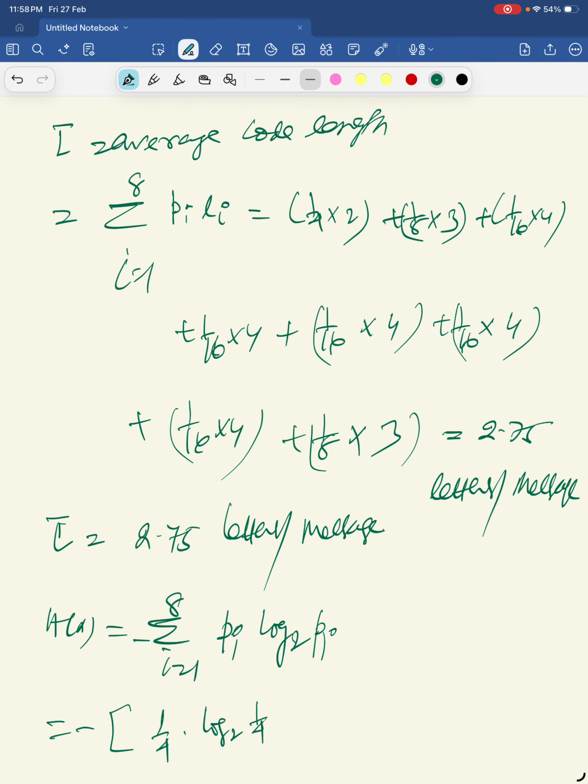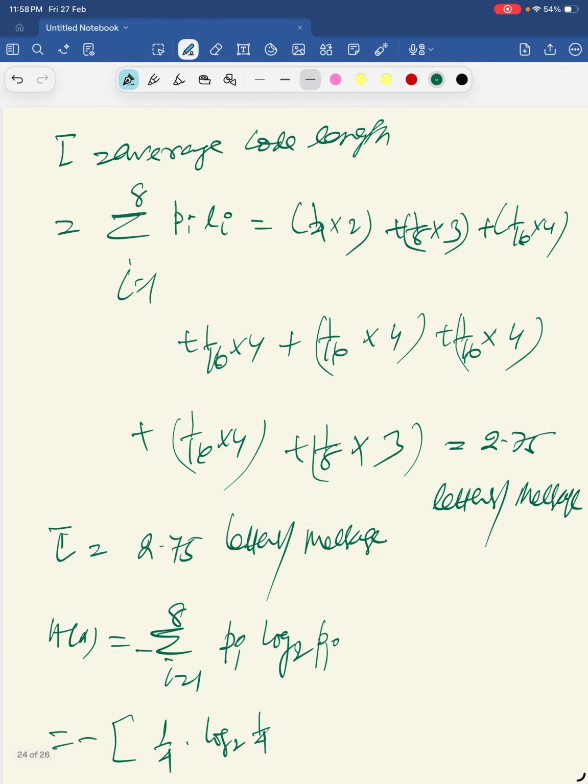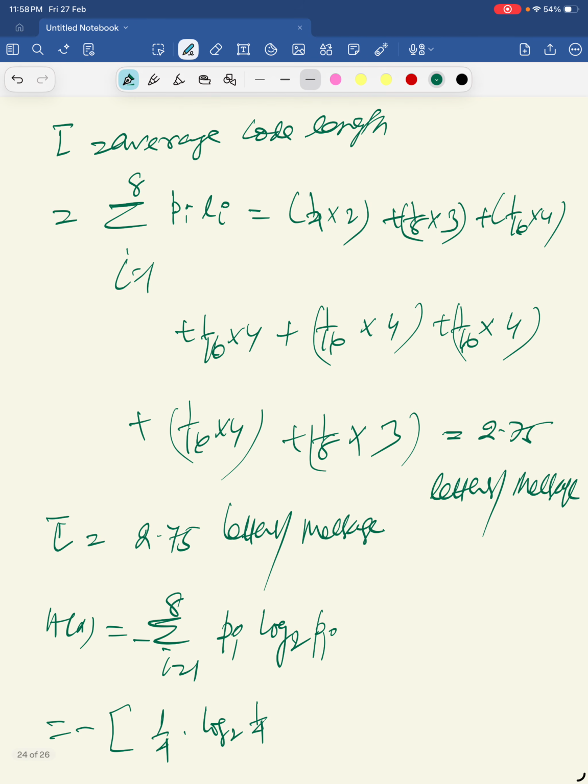So one thing we can do is, p(i) is this, log to the base 1 by p(i). So plus 1 by 8, how much? 2, into log to the base 1 by 8, plus 1 by 16, how much? 4, into log to the base 1 by 16.